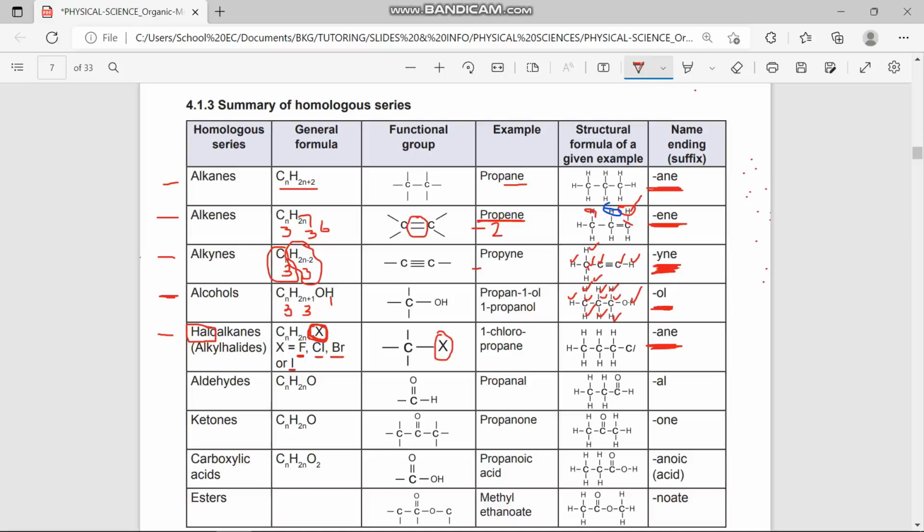An example of a compound can be 1-chloropropane. This basically means that the halogen is bonding with the very first C atom of the compound. That's why it's 1-chloropropane, just like 1-propanol in alcohols, the same example, if you still remember. For the structural formula of chloropropane, you're going to have three C atoms. In order to work out this structural formula, you have to use this general formula here.